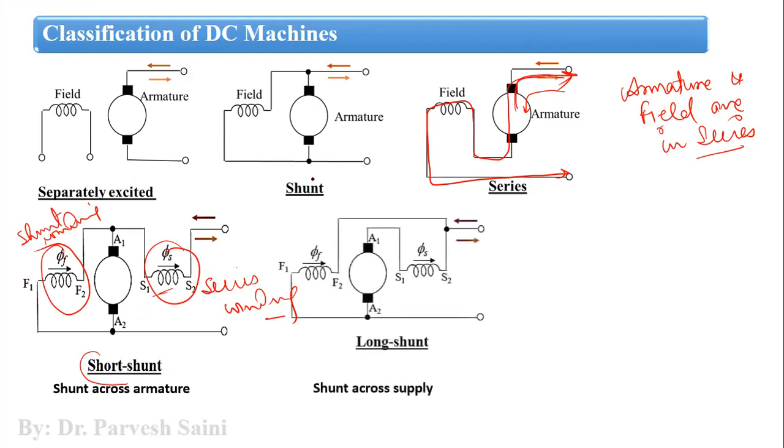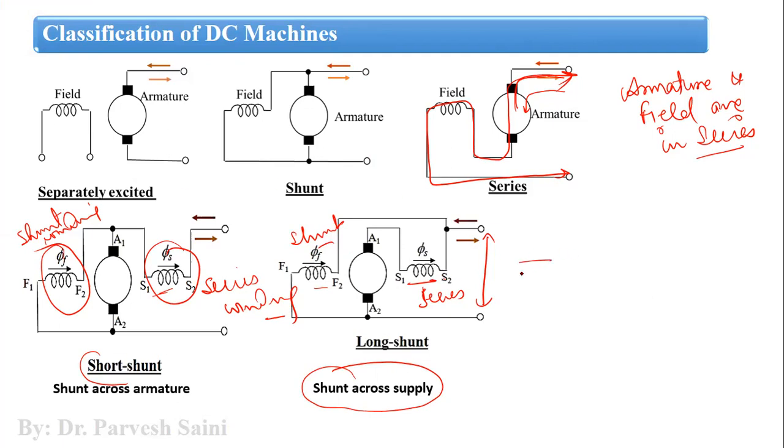Then another is the long shunt. In long shunt, you can see these both are in parallel to the supply. Shunt across supply is written here also. That means this is the series winding and this is the shunt winding. So both are in parallel to the input terminals or load terminals. If it is a motor, then these are the input terminals. If it is a generator, then these are the load terminals, right?